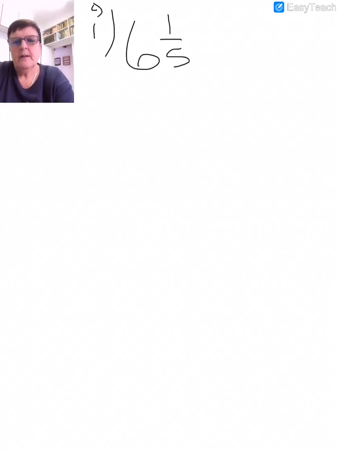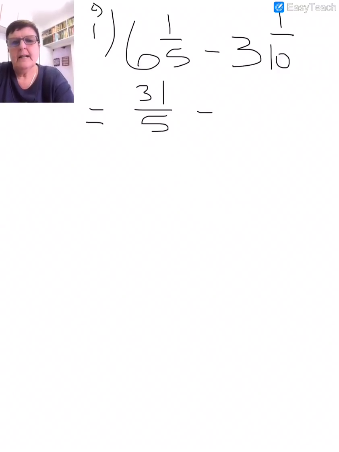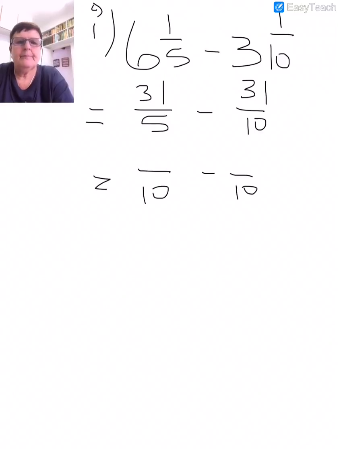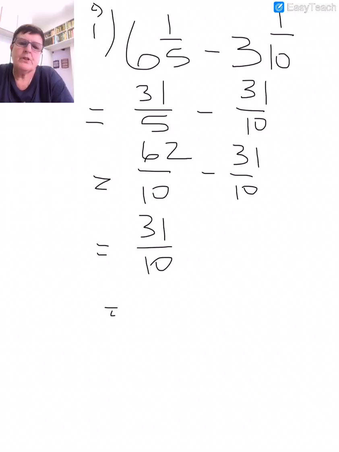Number I. 6 and 1/5 minus 3 and 1 over 10. 6 5s are 30 plus 1, 31 over 5. 3 times 10 is 30 plus 1, 31 over 10. Lowest common multiple is 10. 5 times 2 is 10. 31 times 2 is 62. Minus 31 over 10 gives me 31 over 10, which simplifies to 3 and 1 over 10.